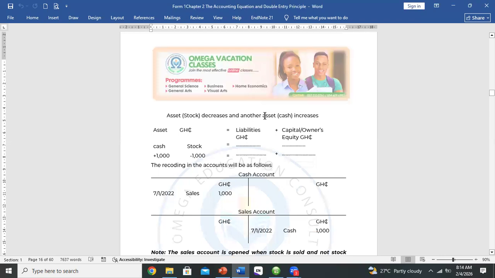Anytime you sell goods and you take cash, we say the goods, or the stock asset, decreases, and then the cash, which is another asset, increases. So in terms of the accounts, what two accounts do you open? You open the sales account and the cash account. The cash is increasing and it's an asset, so you debit. And then sales, obviously we take the corresponding one, credit.